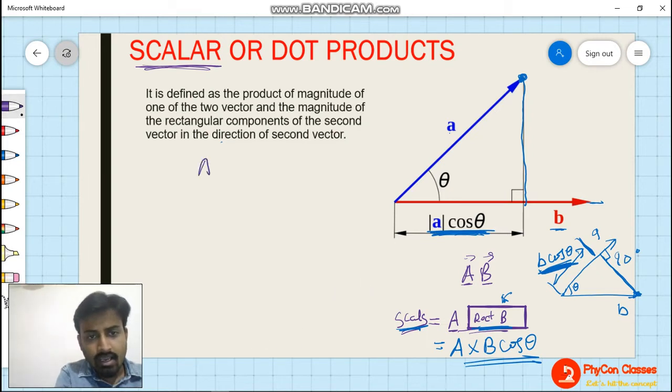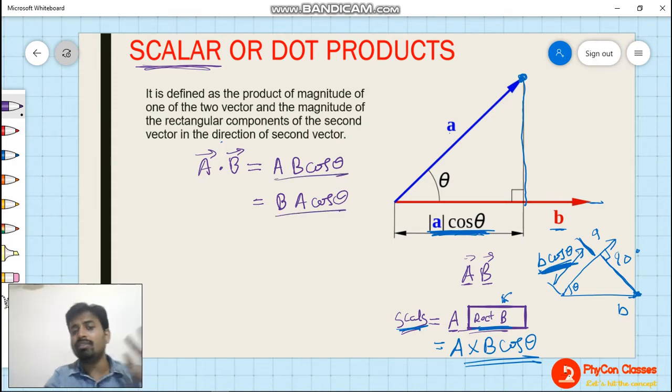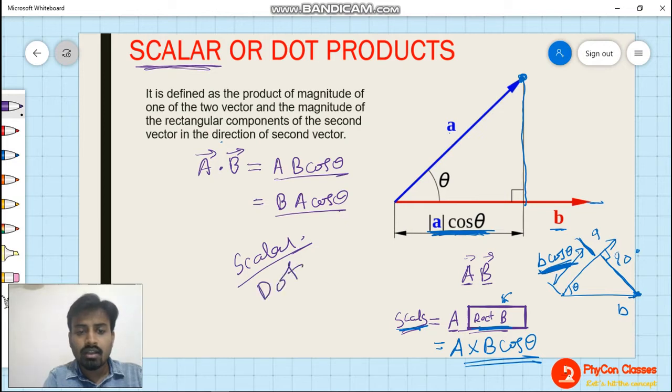See, A dot B. This representation of dot product is A dot B, and that will be equal to either A and then the rectangular component of B, that will be B cos theta, or you can write B and then the rectangular component of A. So for both of these things, the answer is going to be the same. Understand? And both of the answers do not have any kind of direction. So it's called scalar product or dot product, and it only has magnitude and no direction.